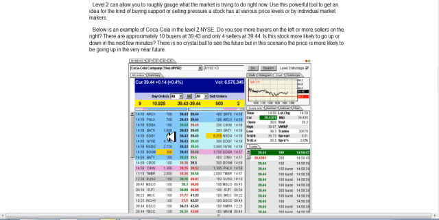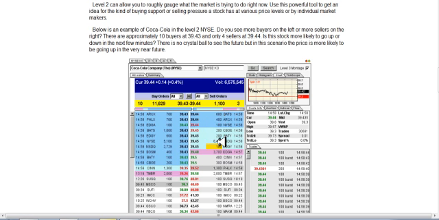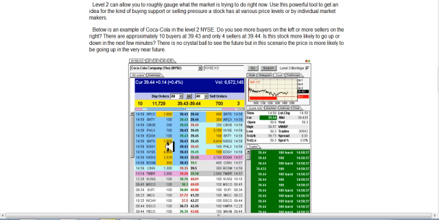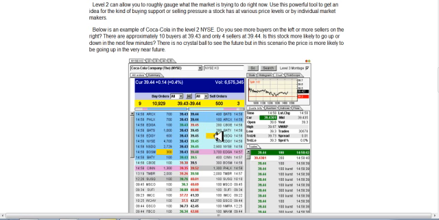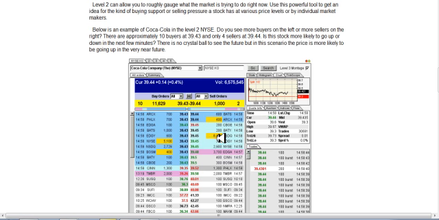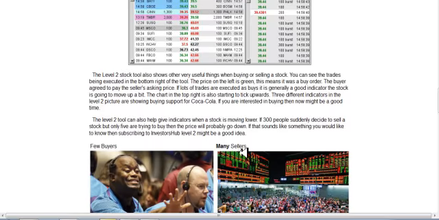And the thing about it is, with Coca-Cola Level 2, do you see more buyers on the left or more sellers on the right? Let's take a look. Well, there's no real crystal clear answer. You see, there are approximately 10 buyers at 39, and then 4 sellers at 39. Is this stock more likely to go up or down in the next few minutes? There's no crystal ball to see the future, but in this scenario the price is more likely to be going up in the near future, and the reason, obviously, is the supply and demand factor.